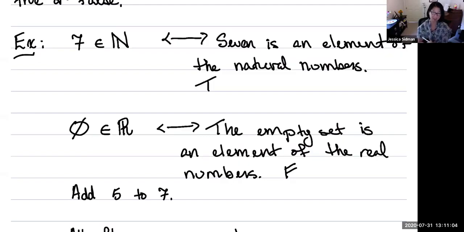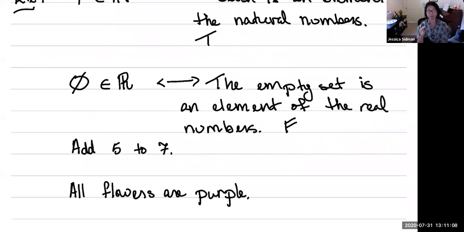What about this? The next thing is a sentence. Add 5 to 7. Right? It's a command, though. It's not a statement that can be true or false. You're telling someone to do something. So this is not a statement.